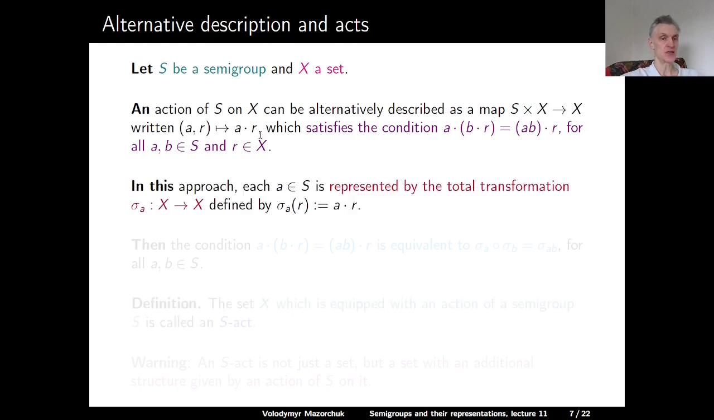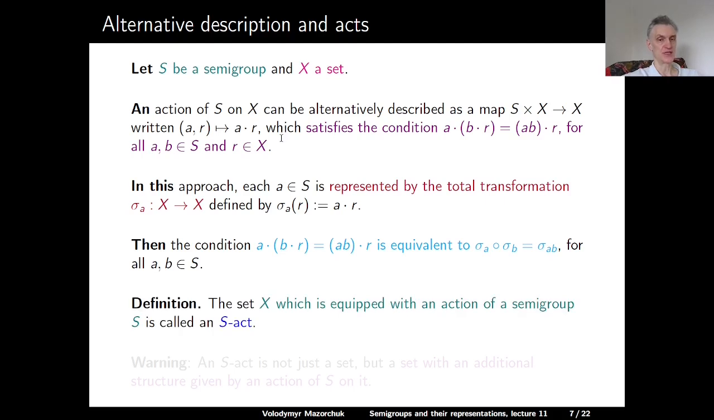So in this approach, each element A in S is represented by the total transformation sigma A from X to X, which is defined as follows. If we have an element R in X, then sigma A applied to R is by definition A dot R. And so the condition that A dot (B dot R) is equal to (AB) dot R is exactly equivalent to the condition that sigma A after sigma B is equal to sigma AB for all A, B in S.